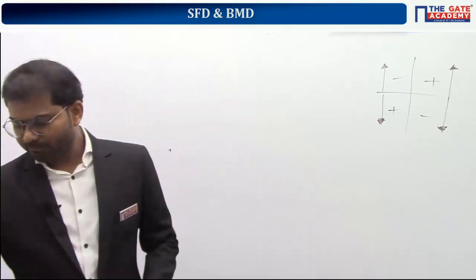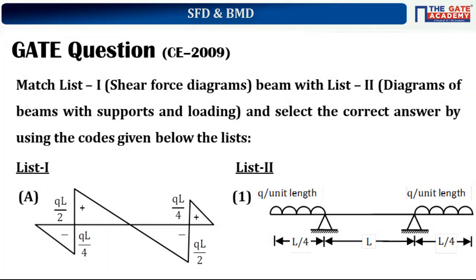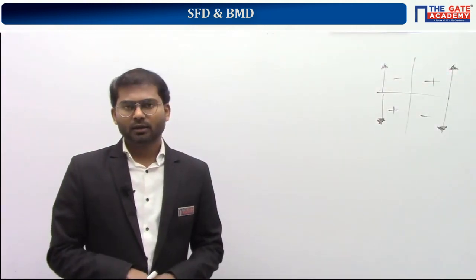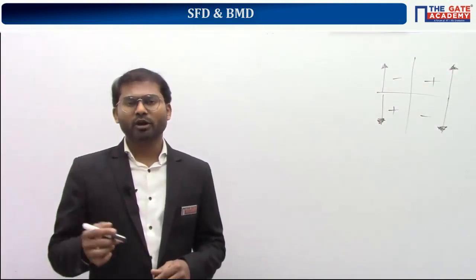So if you see here in list 2, in the first loading condition, there is uniformly distributed load, L by 4 from left side, L by 4 from right side. So we can't apply the shortcut there. If you go to the second loading condition, there are only point loads given by Q by 2, Q by 2 respectively. So you can apply the shortcut here because only point loads are there.